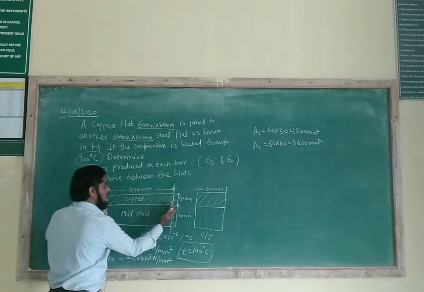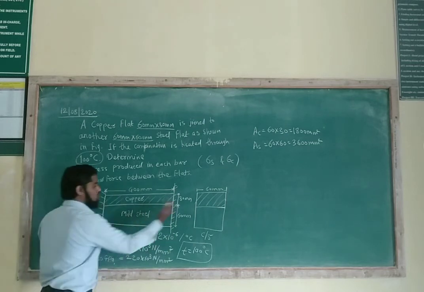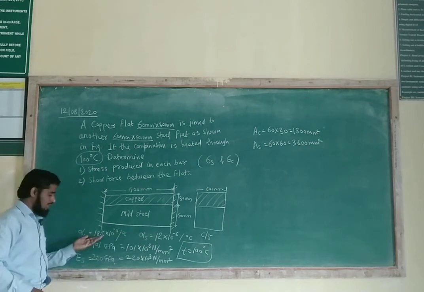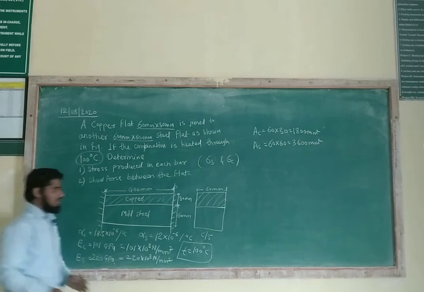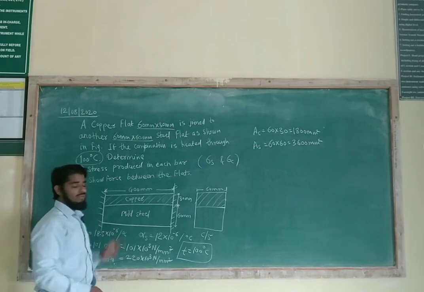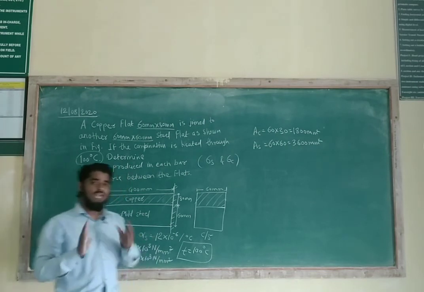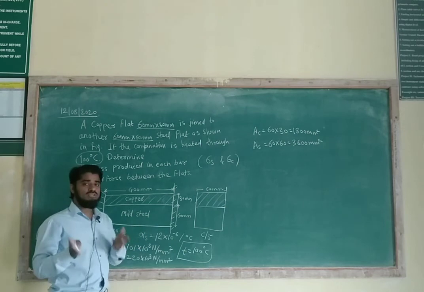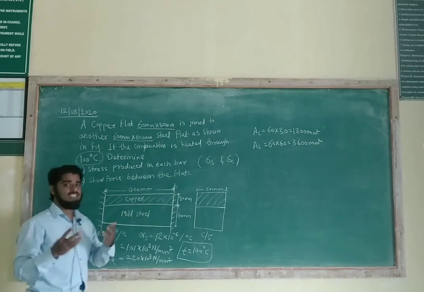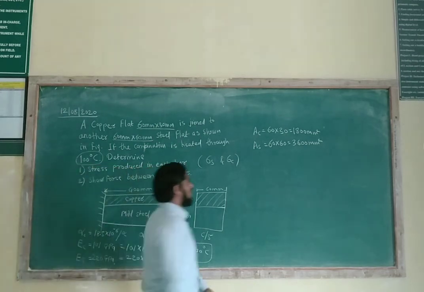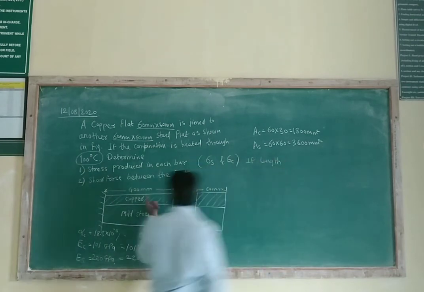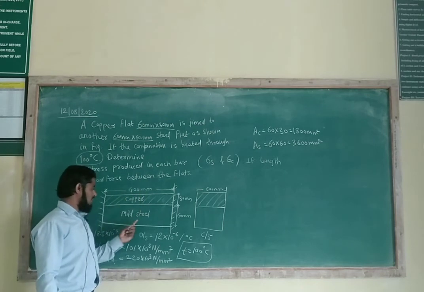They will try to expand. Now alpha C is given, alpha S is given, and alpha C is more than alpha S. So remember, the member having the larger coefficient of expansion will develop compressive stresses, and in mild steel, tensile stresses will develop. Remember these things. Now observe this figure, the length is 400 mm for copper as well as for steel.